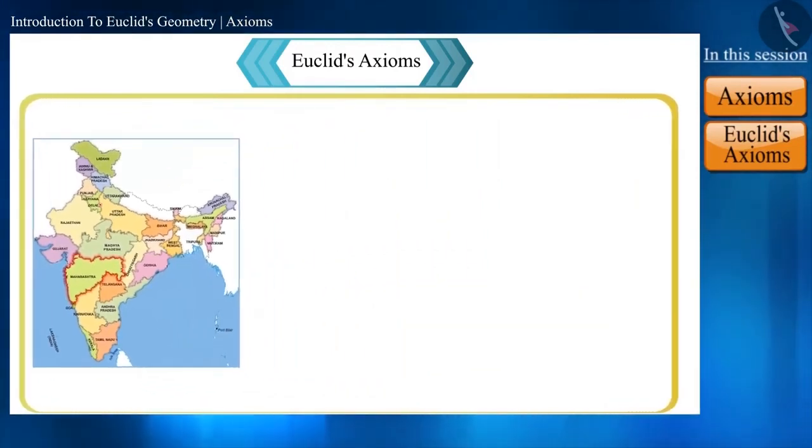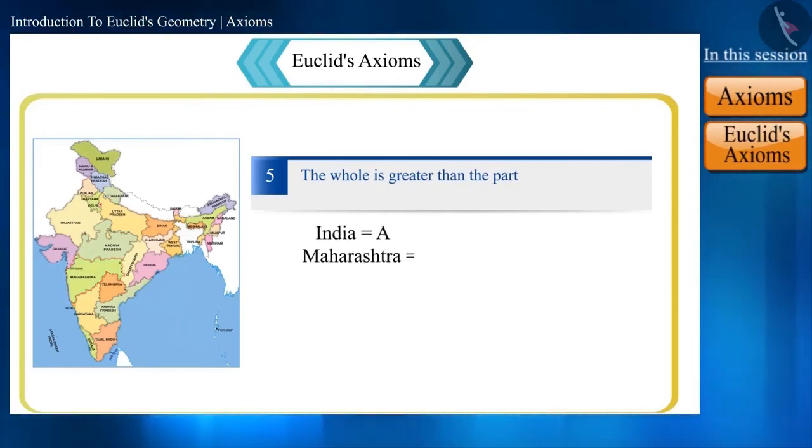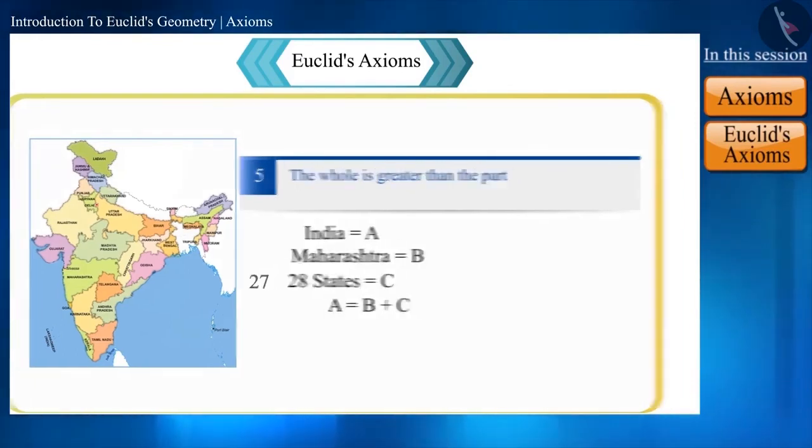Yes, friends, Euclid said the same thing in his fifth axiom. The whole is greater than the part. If we consider India as A, Maharashtra as B, and the remaining 27 states as C, then we can write A as somewhat like this: A equals B plus C.